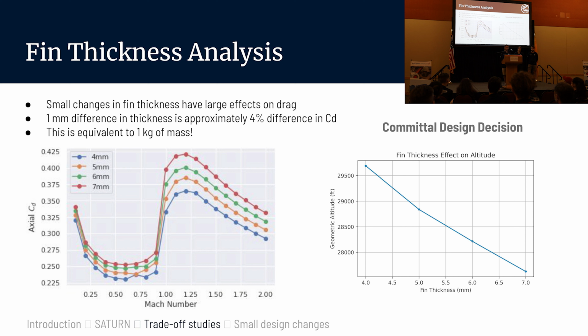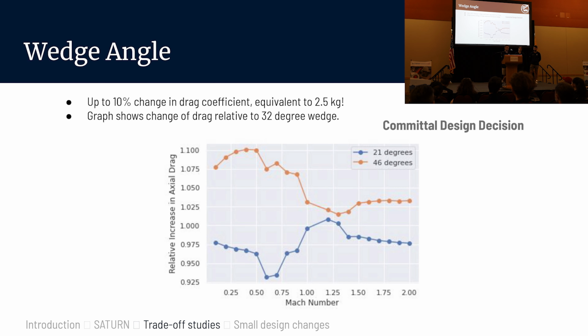Looking at one of the first trade-offs, the fin thickness analysis. This is a committal design decision, and what we found is we are very sensitive to our fin thickness. A mere 1 millimetre difference in fin thickness changes our drag by approximately 4%. As we can recall, this is equivalent to a whole kilogram of extra mass, or 600 feet in lost apogee. This is a small change which has drastically affected our apogee.